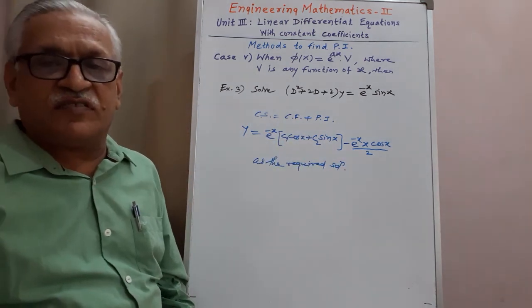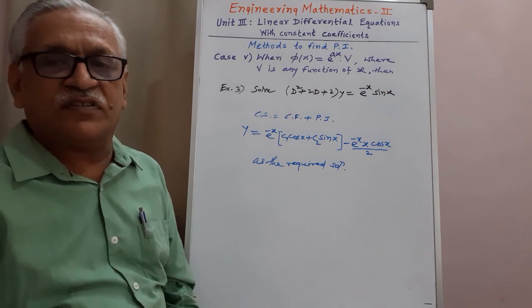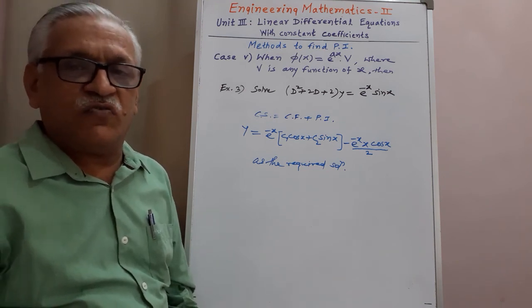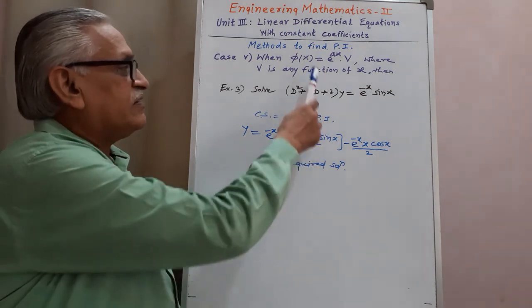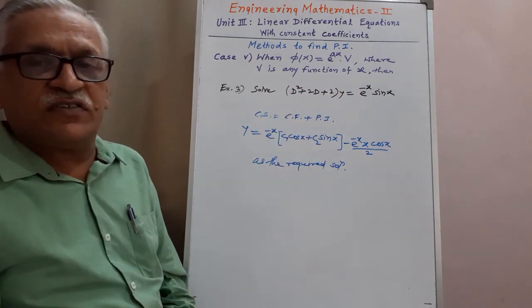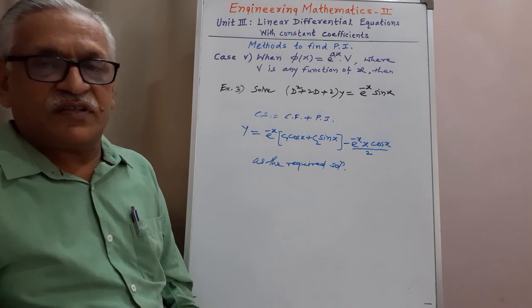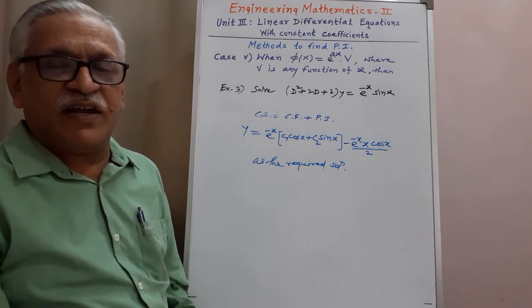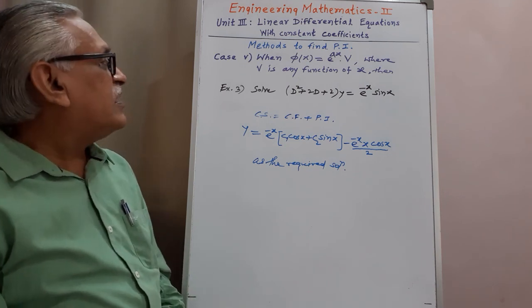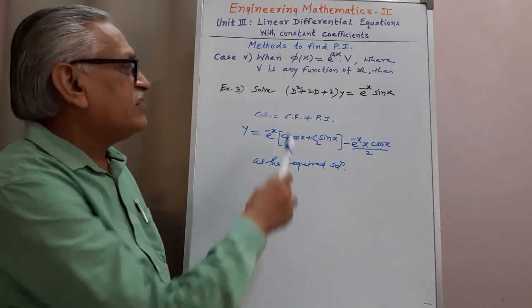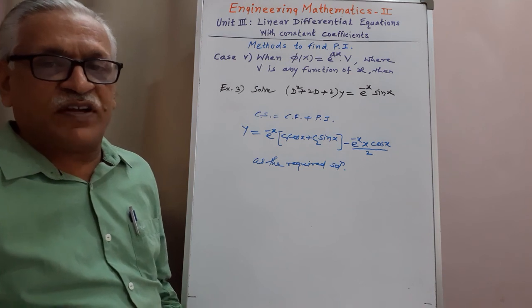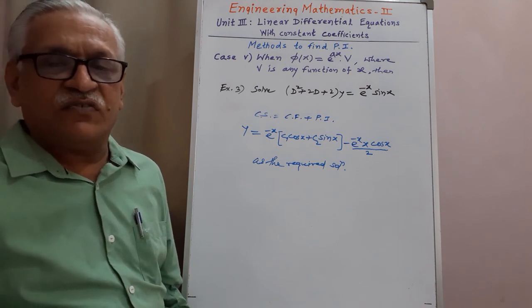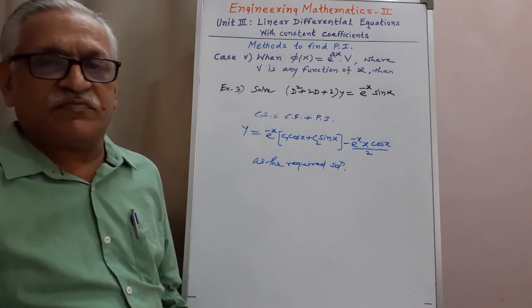Therefore, with the help of these three different examples, I tried to explain how we can obtain the particular integral when the function is in the form of e raised to ax into V. In my next video, I will discuss the sixth case, when the function phi of x is in the form of x into capital V. Again, V is any function of x.